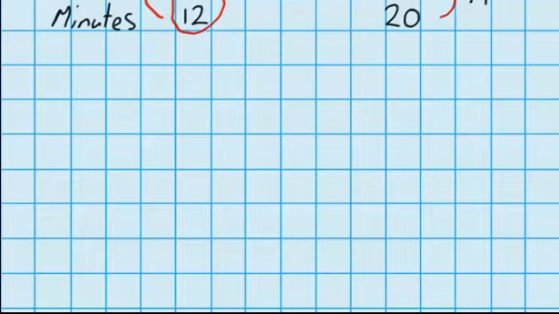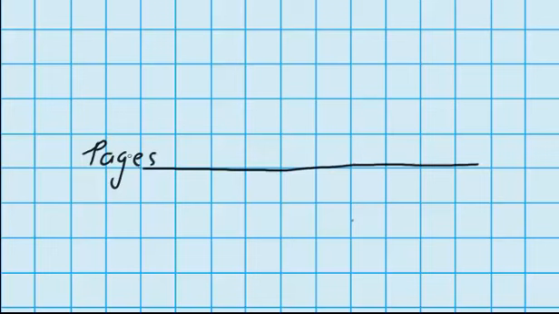This time, let's imagine I've got a printer that can print 70 pages in 10 minutes, and I'm trying to work out how many pages it can print in 3 minutes. So I start off the same way. I draw a double number line, and on my number line I'm going to have the number of pages, and I'm also going to have the number of minutes.